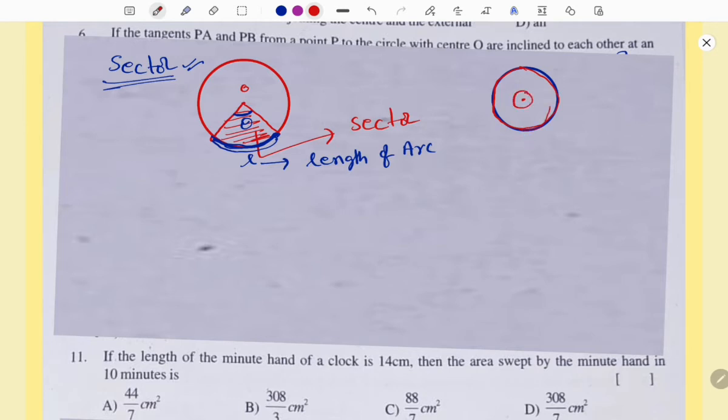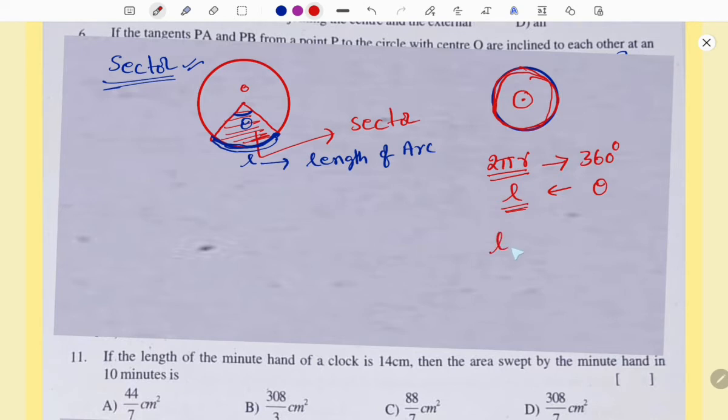So what is the length of the total circle? The length of the circle is 2 pi r. So 2 pi r length makes how much angle at the center? 360 degrees. Now here the angle is theta, and L means the length of the arc. So theta angle is made by how much length of the arc? L. So now how can you find out L?